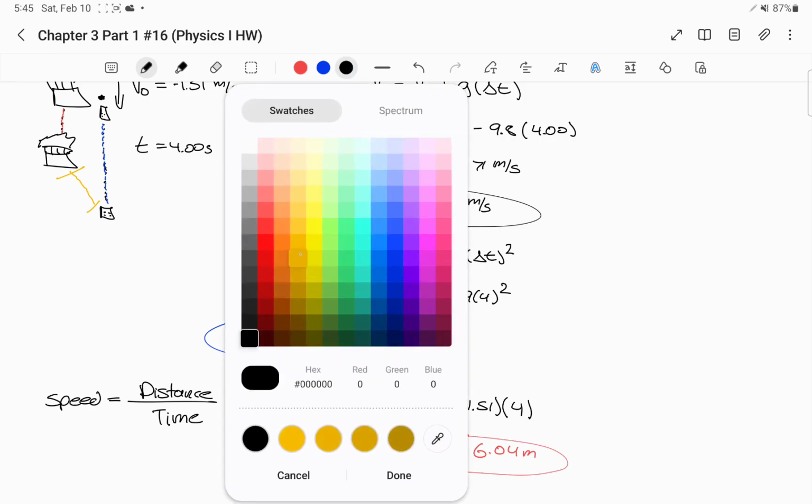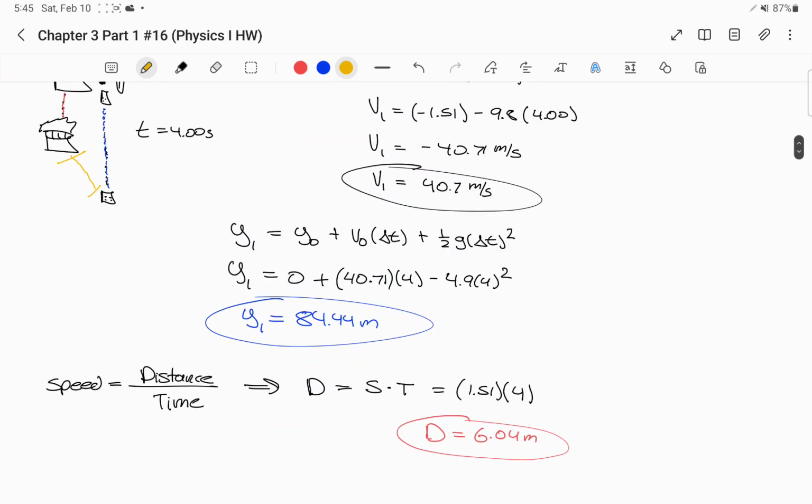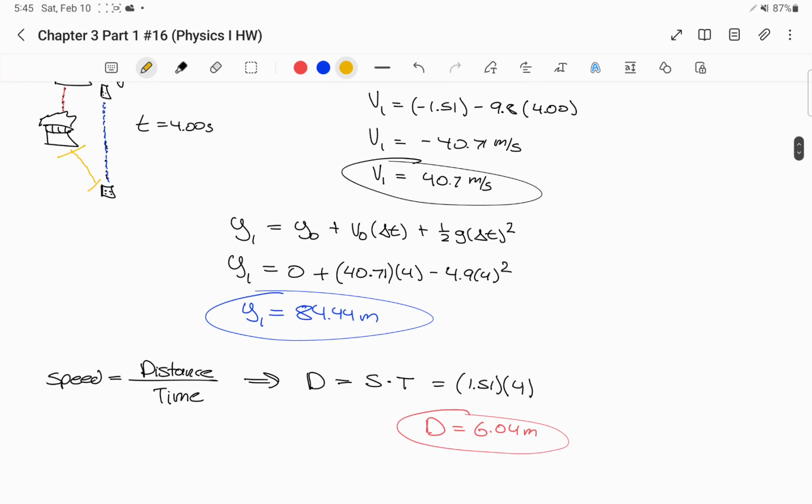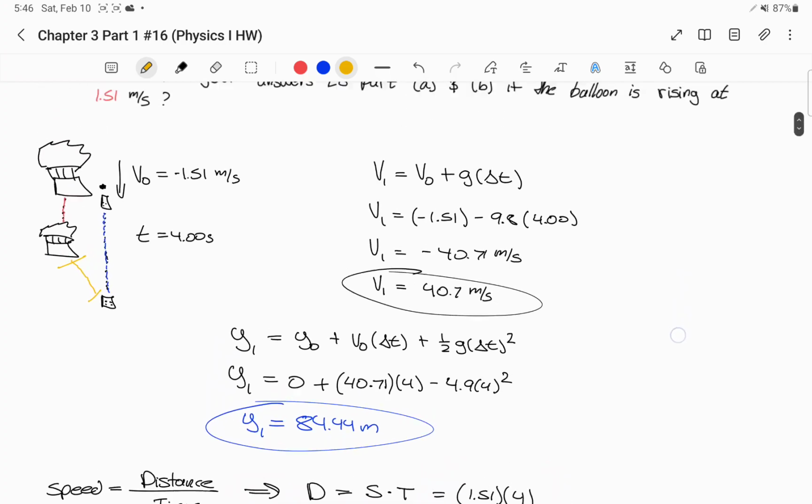So our distance from the phone to the balloon is going to be the subtraction of the blue distance minus the red distance, which should give us 84.44 minus 6.04, which is 78.4 meters. And that is for part A and B.